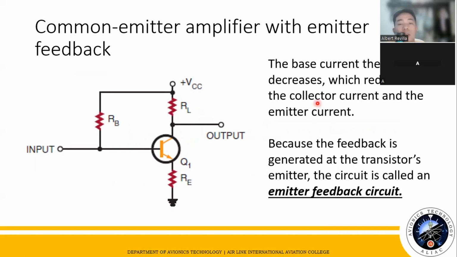So, the base current then decreases, which reduces both the collector current and the emitter current. So, collector current decreases because the feedback is generated at the transistor emitter. So, the circuit is called an emitter feedback circuit. So, this is a problem sa mga ganitong type ng circuit because an alternating input signal develops across the resistor, so yung RE, as well as across the load resistor and the transistor. This reduces the overall gain of the circuit.